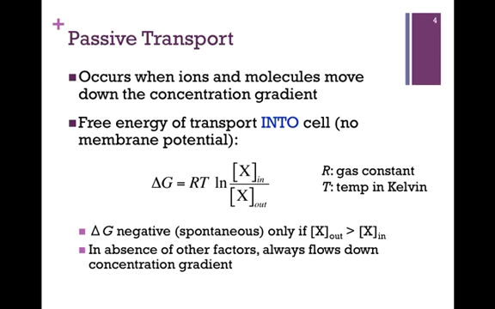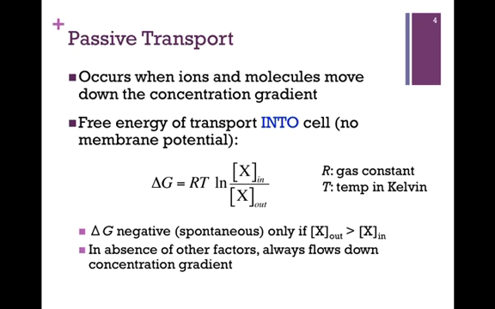Here's our mathematical expression. Delta G equals RT times the natural log of the ratio of the concentration of the molecule inside the cell divided by outside the cell. In this case, of course, R is the gas constant and T is the temperature in Kelvin. As you can see from this expression, delta G is negative.